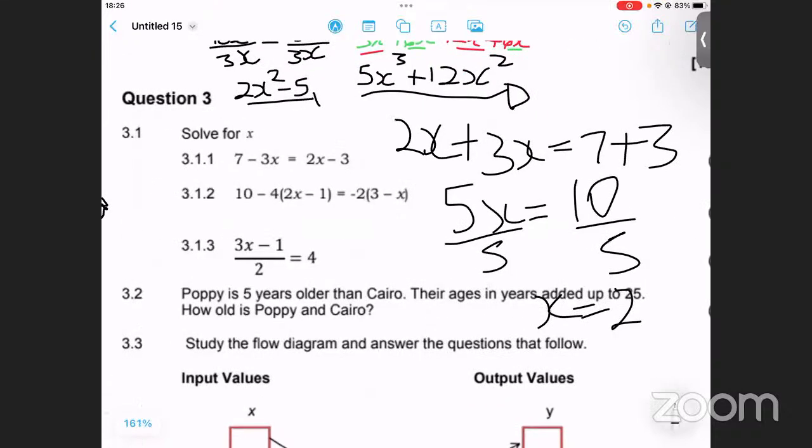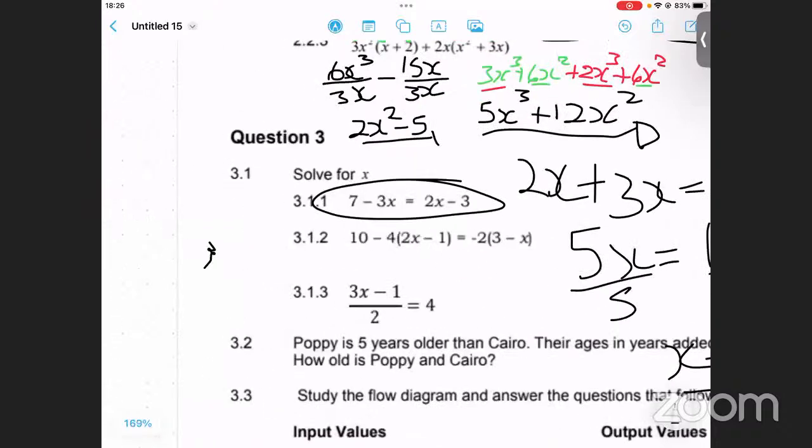Okay, so guys, when you are solving for x, the next thing that you're going to do when you have found your value of x, you're going to plug it into the original equation. So if you have your x as 2, you're gonna do this on your calculator. You don't have to write it on your paper. So you're going to say 7 minus 3 into 2, and then whatever you get must be equal to 2 into 2 minus 3.